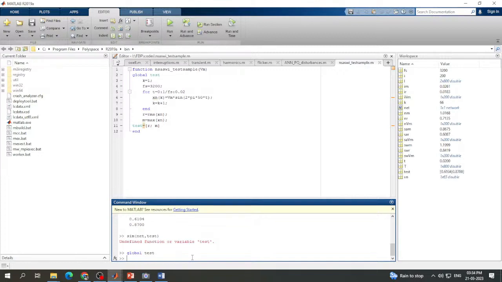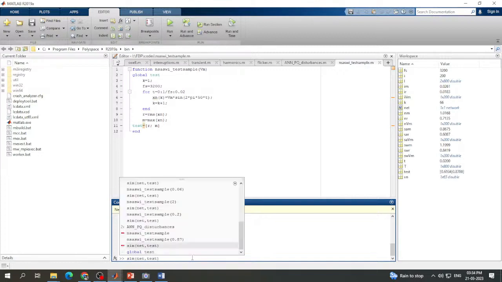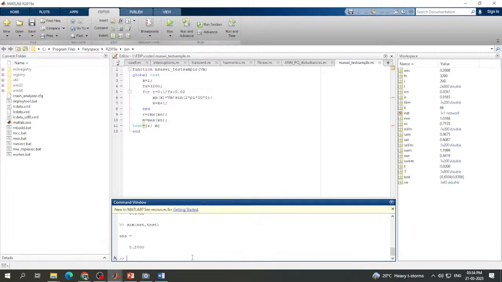I forgot to do this global variable. 0.87. How much is it showing? So it is sag.